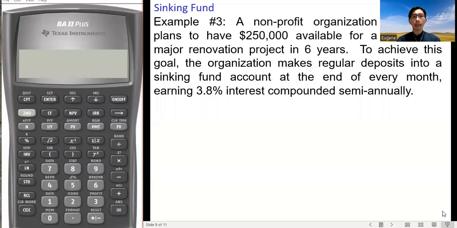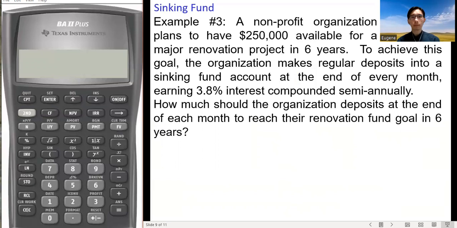Let's take a look at another example. This is an example related to sinking fund. A nonprofit organization plans to have $250,000 available for a major renovation project in 6 years. To achieve this goal, the organization makes regular deposits into a sinking fund account at the end of every month, earning 3.8% interest compound semi-annually. How much should the organization deposit at the end of each month to reach their renovation fund goal in 6 years?